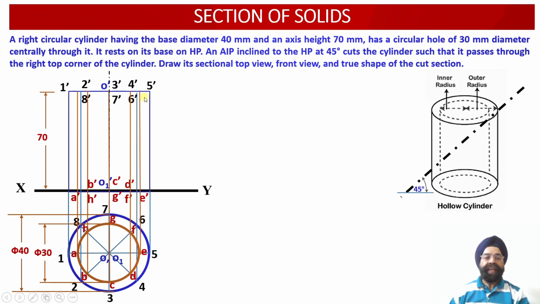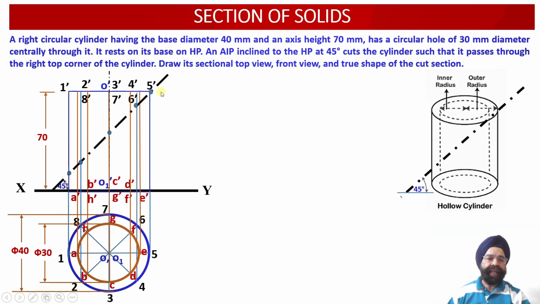Now we know that a cutting plane, that is an auxiliary inclined plane which is inclined at an angle of 45 degree with respect to horizontal plane and passing through the rightmost top corner of this circular cylinder. It passes through this corner. Now the cutting plane passes through the right corner of the cylinder, and this auxiliary inclined plane happens to be inclined at an angle of 45 degree with respect to the horizontal plane. So this portion of the cylinder has been cut out by this auxiliary inclined plane.